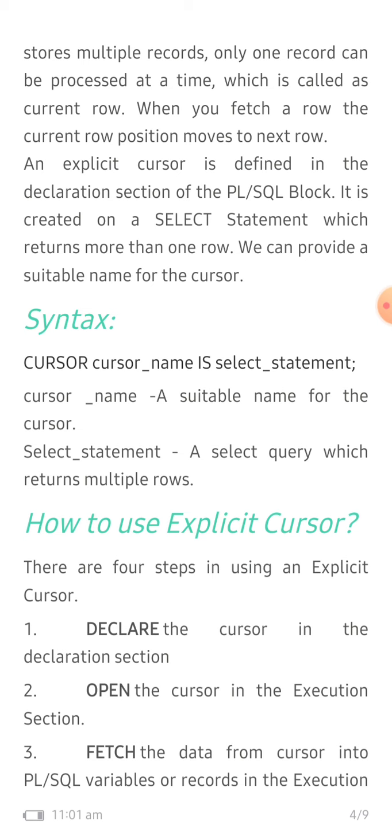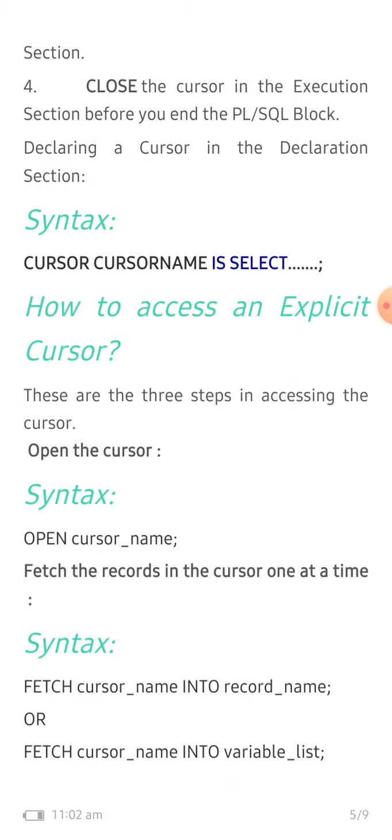How to use an explicit cursor? There are four steps in using an explicit cursor. First step is declare the cursor in the declaration section. Second step is open the cursor in the executable section. Third is fetch the data from the cursor into a PL/SQL variable or a record in the execution section. And fourth is close the cursor in the execution section before you end the PL/SQL block. Declaring a cursor in the declaration section: syntax is CURSOR cursor_name IS select, and last is semicolon.